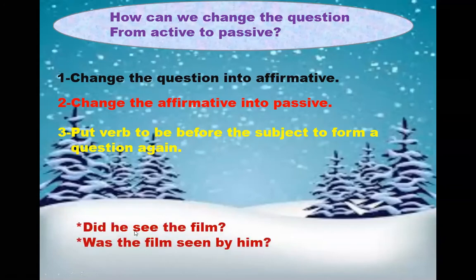Let's see this question. Did he see the film? If I want to change this question to be in passive form, it will be, was the film seen by him? I get was plus the past participle seen. Okay? Is it clear? It's like the sentence.